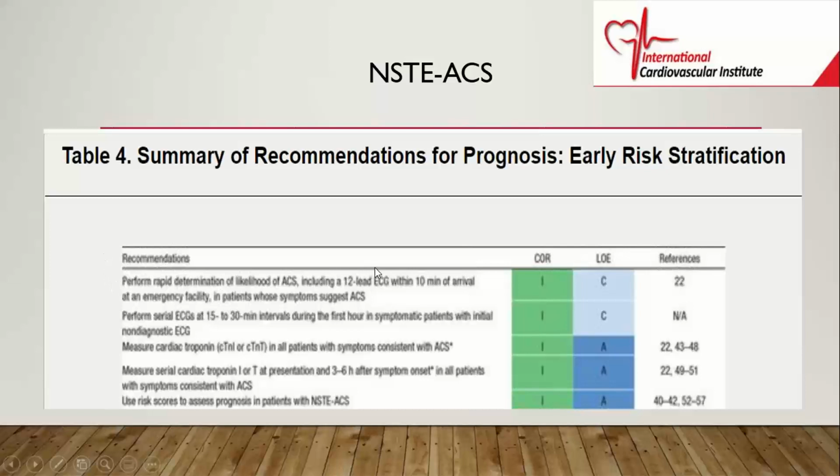So when the patient gets to the ED, you want to get a 12-lead ECG within 10 minutes of arrival. And this is very important in the United States, because if you don't follow these guidelines, you're liable. Say the patient comes to the ED with chest pain and you do the first ECG in 30 minutes, you're liable. So you need to know the guidelines and you need to follow them closely. So a 12-lead ECG within 10 minutes of arrival to the ED.